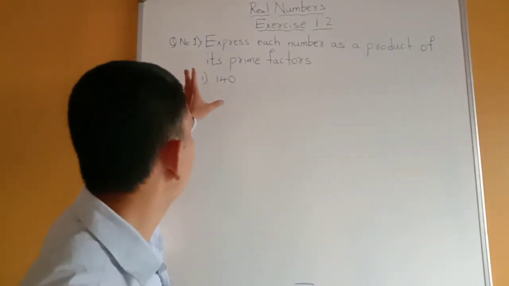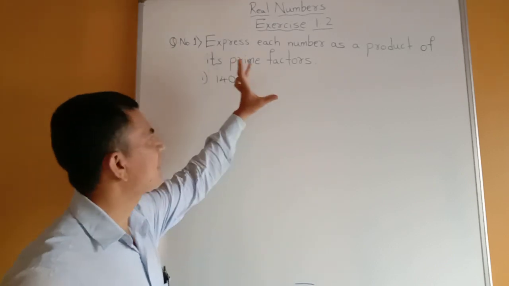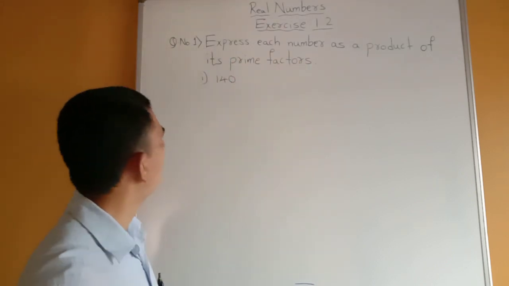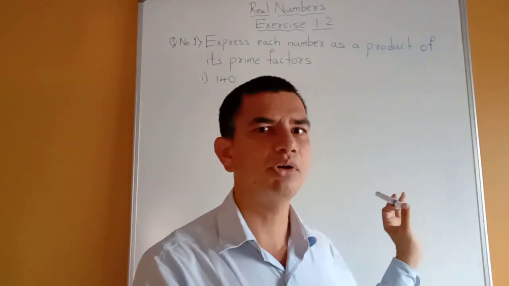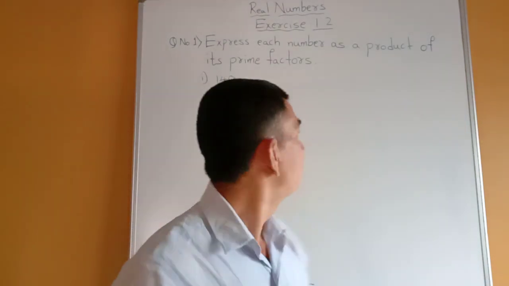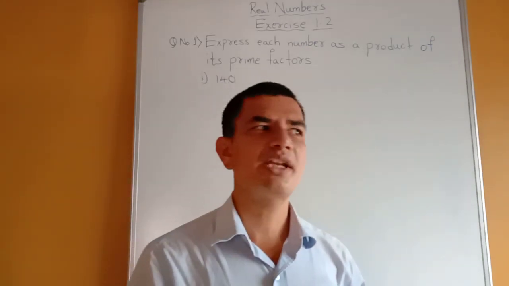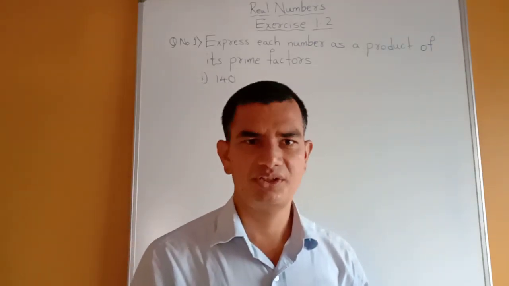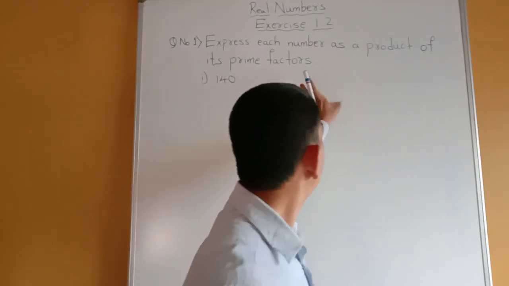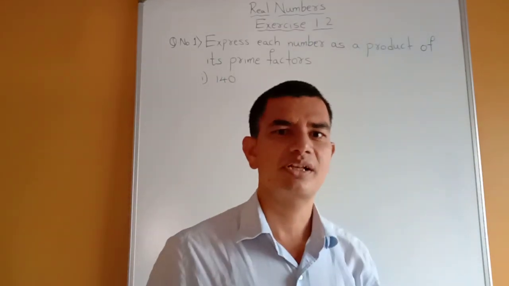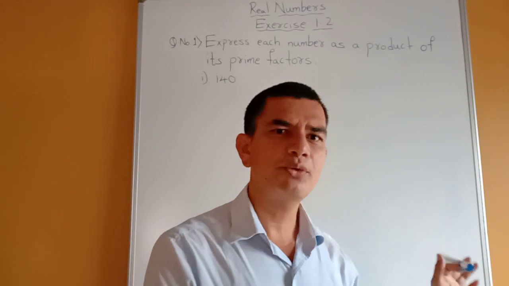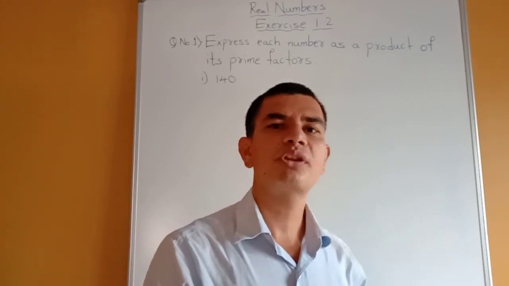So the first question, I have written here: express each number as a product of its prime factors. We have to express each of the given numbers as a product of prime factors. You already know the meaning of factor, so here we have to clarify the meaning of prime factor. What are the prime factors? Before going to this, I will tell you about prime numbers.